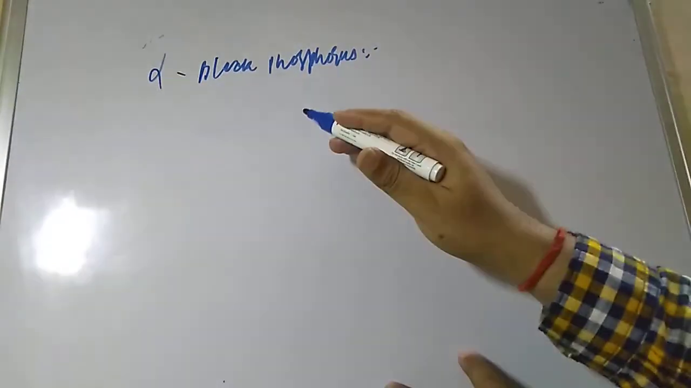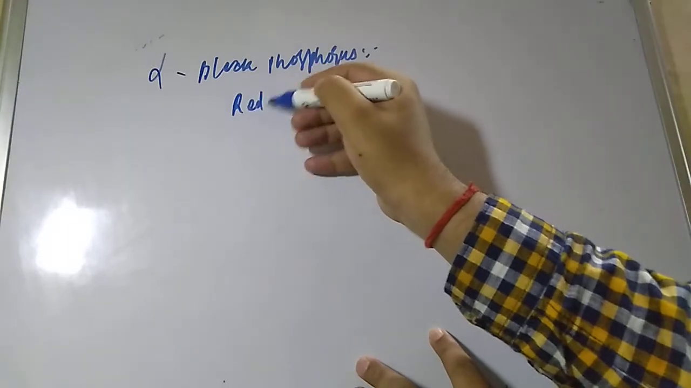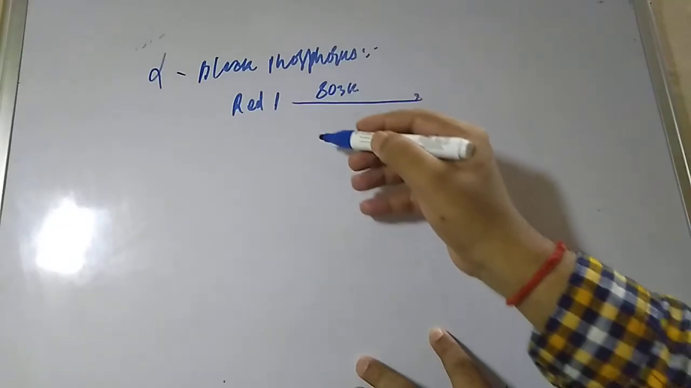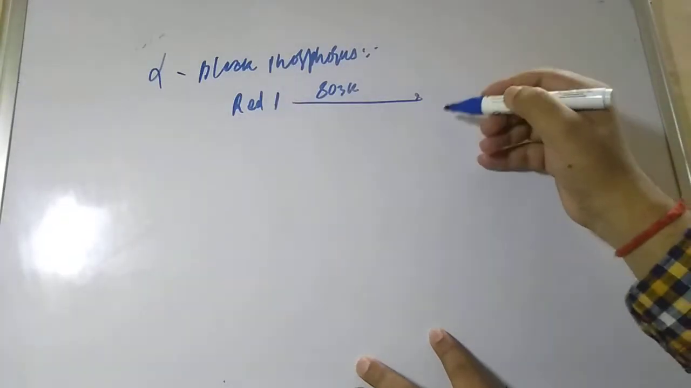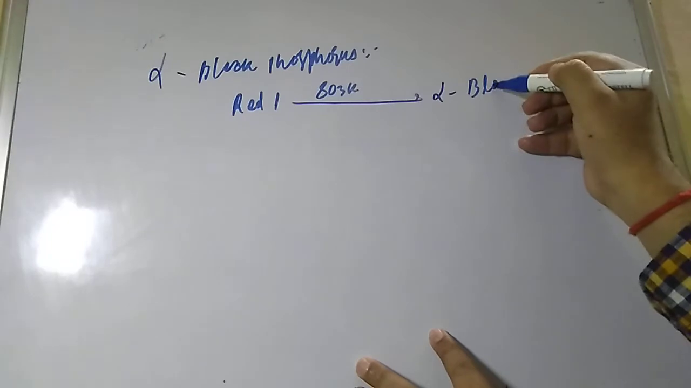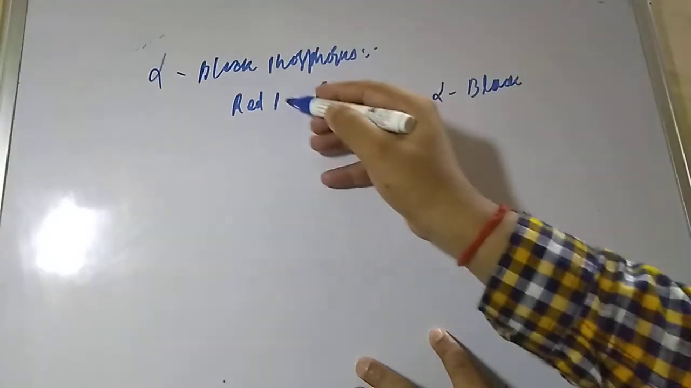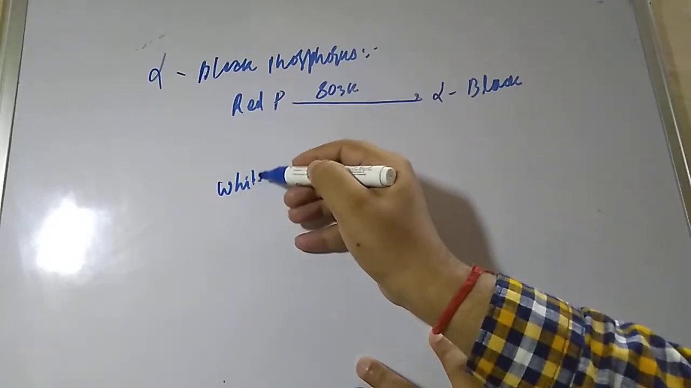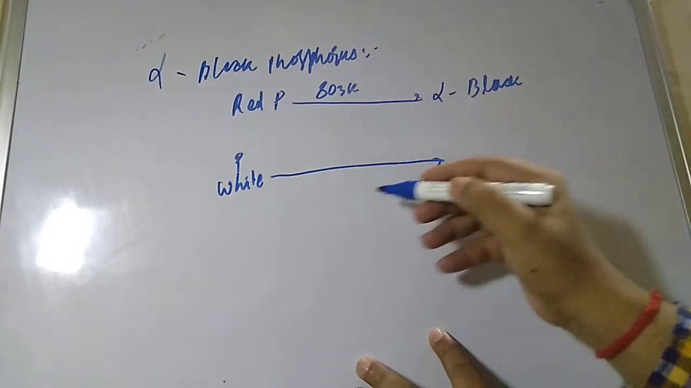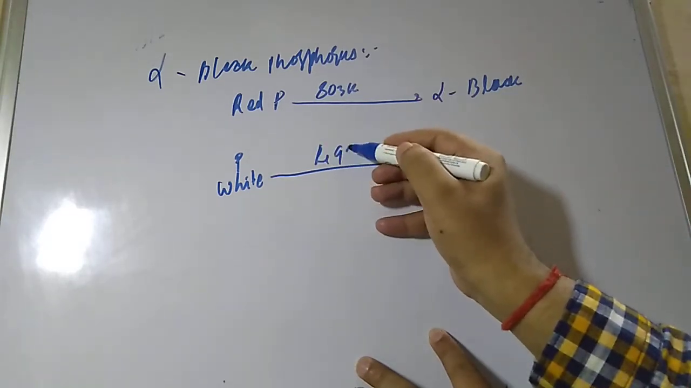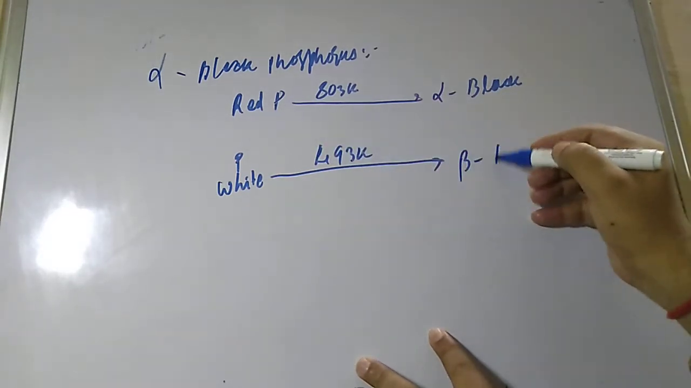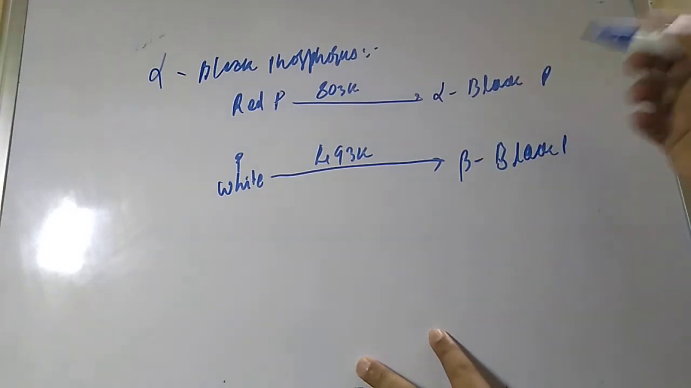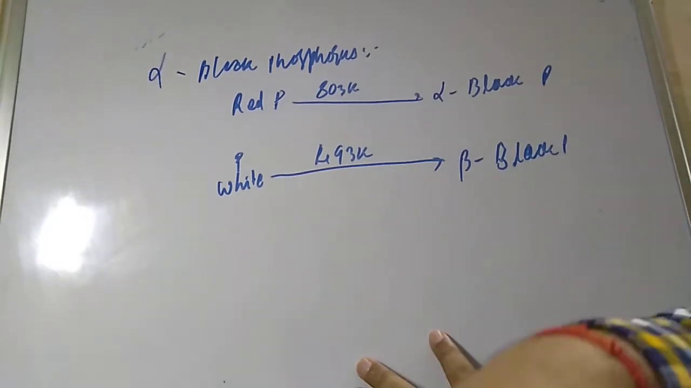How do we obtain alpha black phosphorus? If you heat red phosphorus at 803 Kelvin in a sealed tube, it will give alpha black phosphorus. And for beta black phosphorus, you heat white phosphorus at a temperature of 493 Kelvin, and you will be able to get beta black phosphorus.